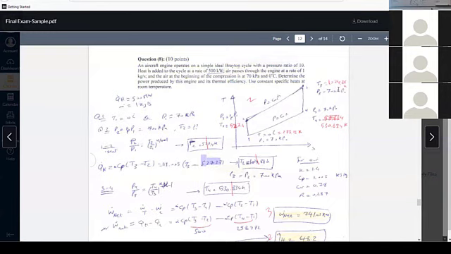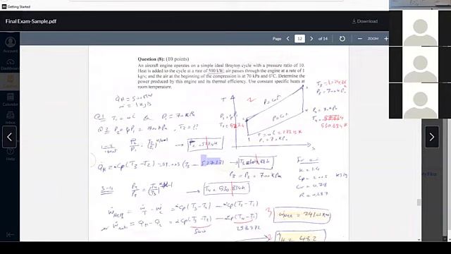Once you have T3 and P3, state 3 is defined. Apply isentropic between 3 and 4. You know P4, because pressure is constant between 1 and 4. With isentropic between 3 and 4, you can get T4. Once you have all the temperatures, 1, 2, 3, 4, everything is done.